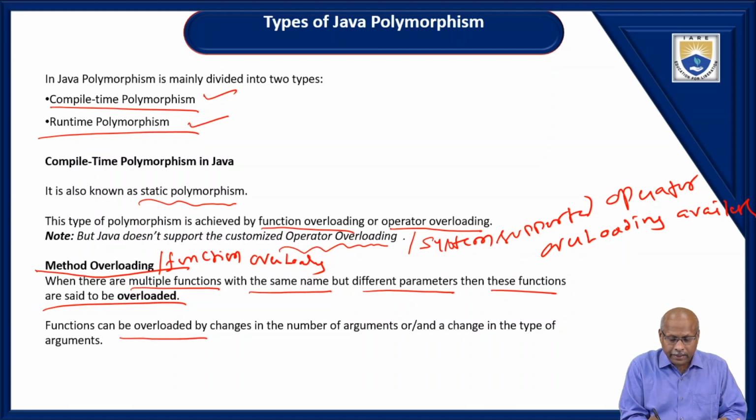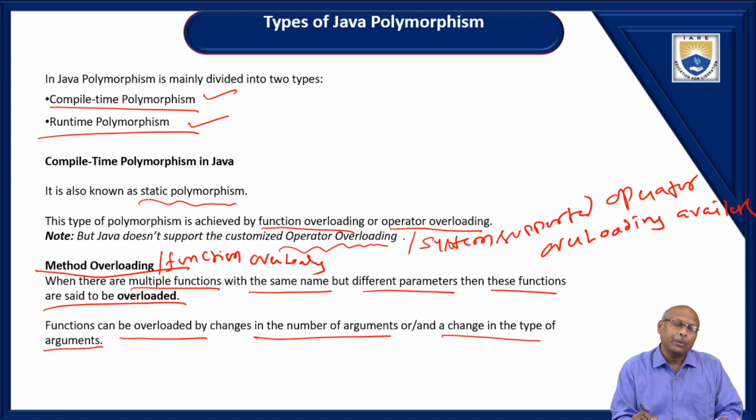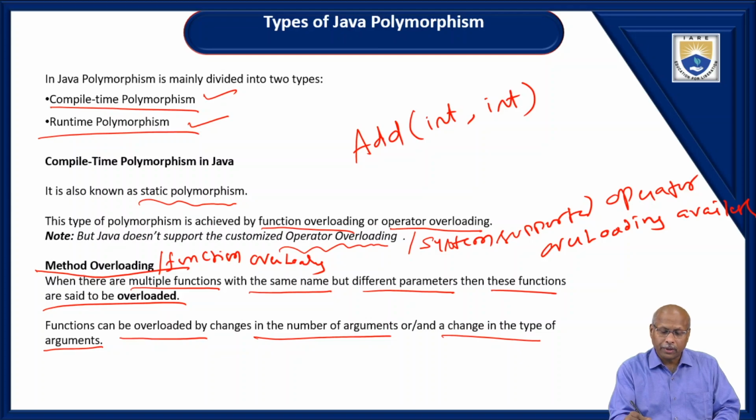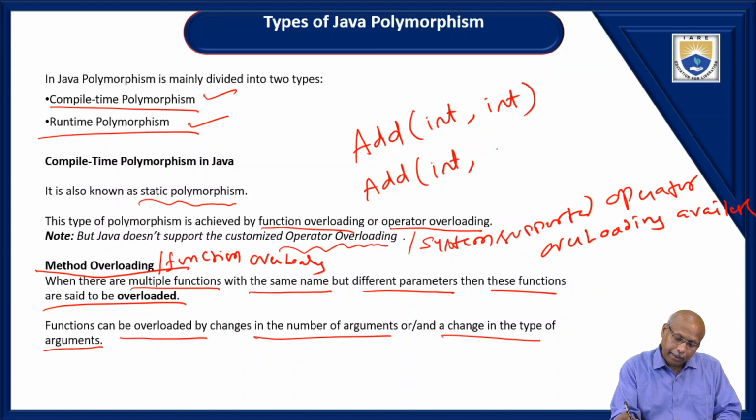Functions can be overloaded by changing the number of arguments or the type of arguments. Function overloading you can implement by passing different sets of parameters or different types of parameters. Either the number of parameters changes or the types of parameters change. For example, I will give a small example here. There is a function called add(int, int). This function is adding how many numbers? Two numbers. Again I will write one more function, add(int, int, int).